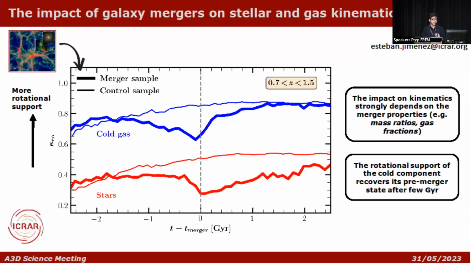So here you can see that, as expected, the mergers do affect the kinematics of your stellar and cold gas component. But in the case of the gas, something interesting here is that if you look at 1 gigayear after the merger happened, you can see that the kinematics doesn't change. It's not very different with respect to a galaxy that didn't have a merger, which is very interesting.